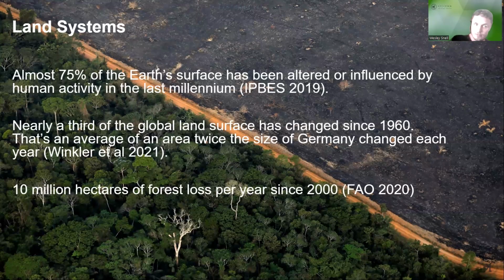For land use, almost 75% of the Earth's surface has been altered, changed, or influenced by human activity in the last 1,000 years. And about a third of that, up to half of that change, has occurred only since 1960. So that means that an area about twice the size of Germany has been changed or impacted beyond its natural state every year since 1960. And we still see about 10 million hectares of forest loss per year since 2000.